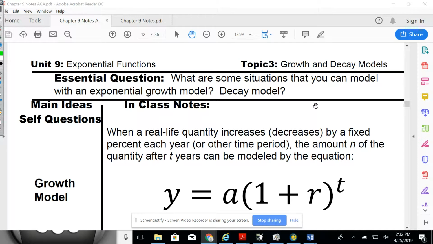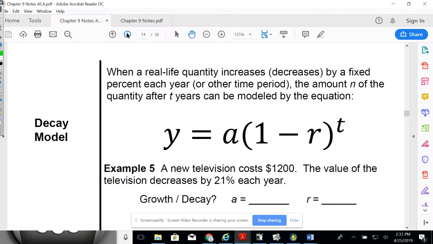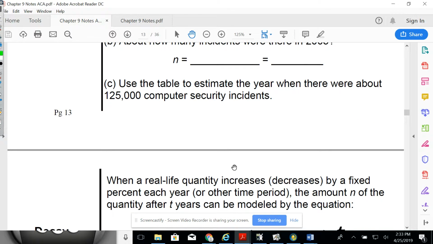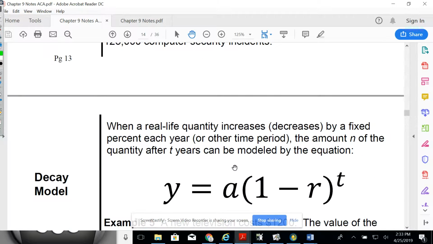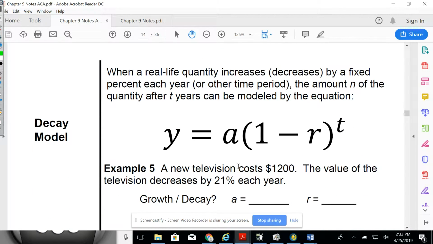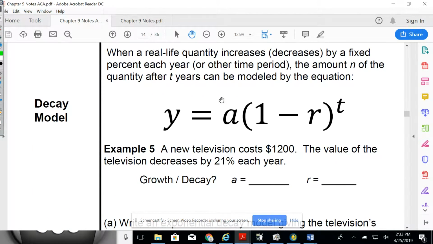Right, so continuing our notes from yesterday, Unit 9, Topic 3, Growth and Decay. We did the growth parts yesterday, which were 12 and 13. And now we're on page 14 where the decay model's at. A lot of these parts are going to be the same as they were yesterday. The only difference is now we have a subtraction.